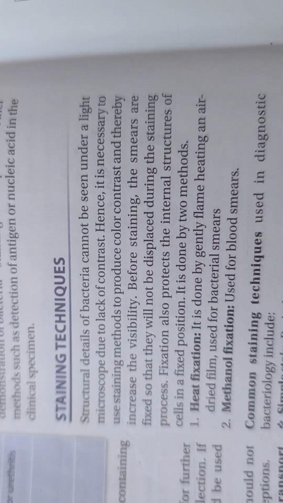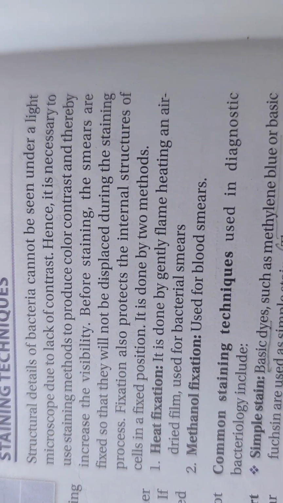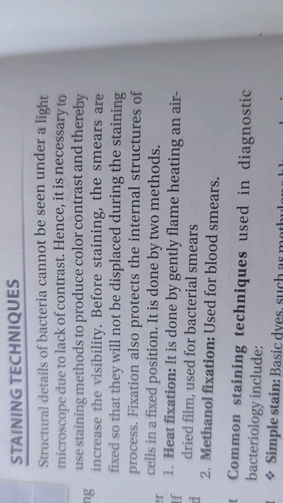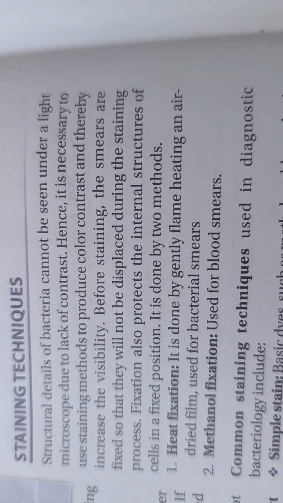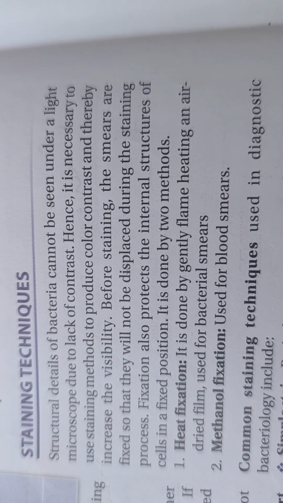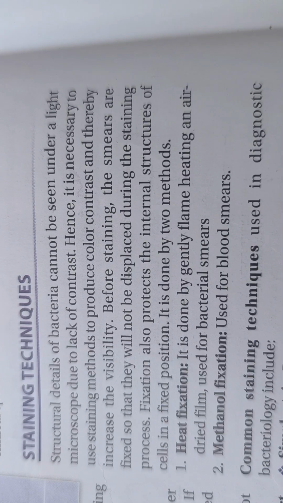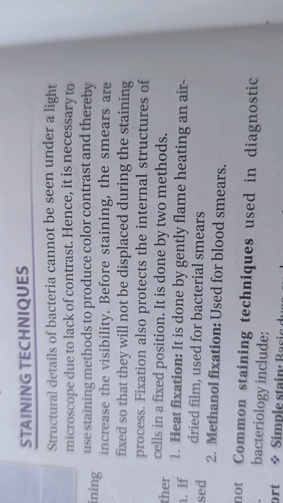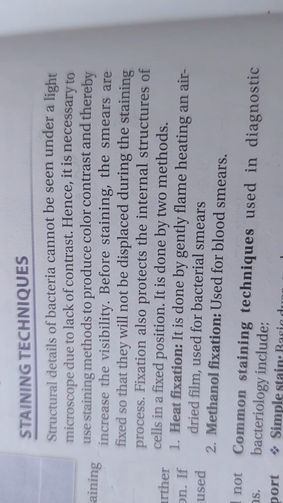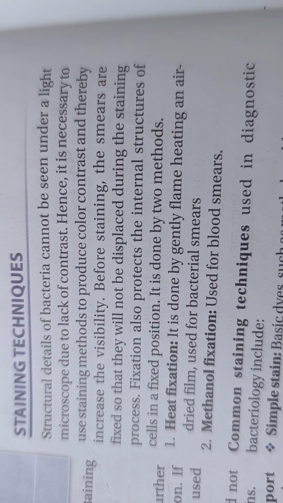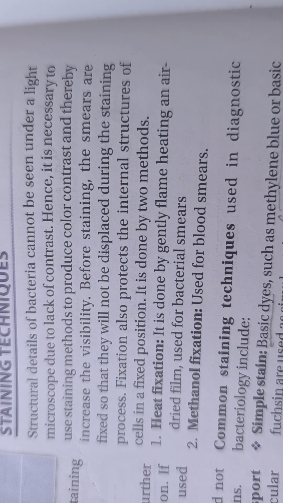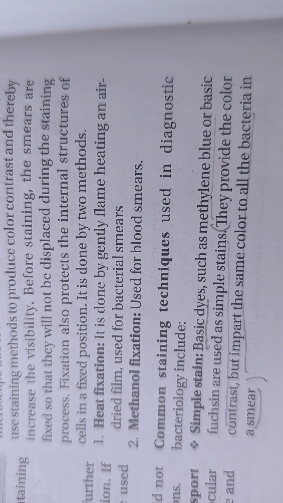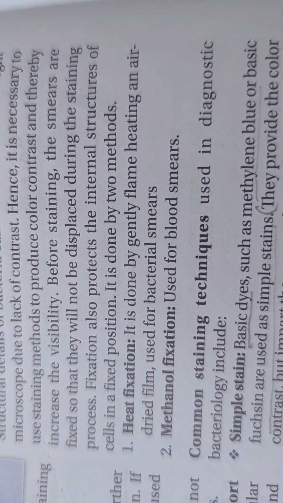Staining. Structural details of bacteria cannot be seen under a light microscope due to lack of contrast. Hence, it is necessary to use staining molecules to produce color contrast and thereby increase visibility. Before staining, the smears are fixed so that they will not be displaced during the staining process. The fixation also protects the internal structure of the cell in a fixed position.